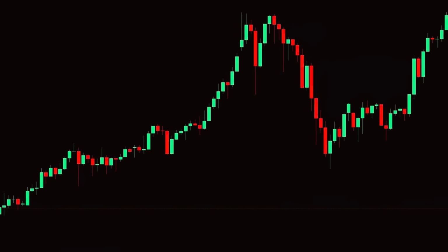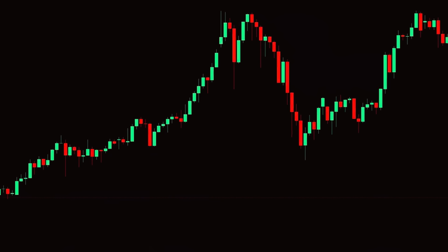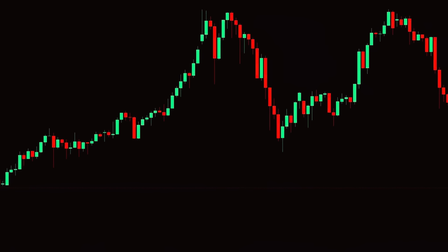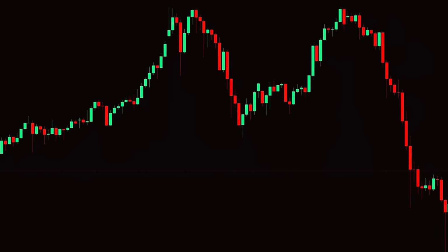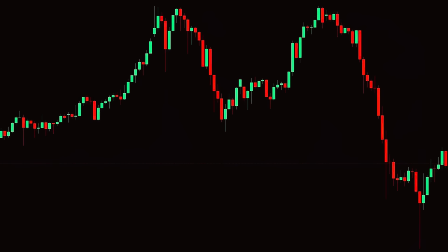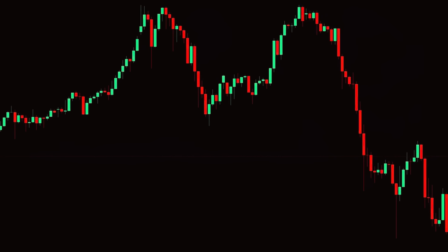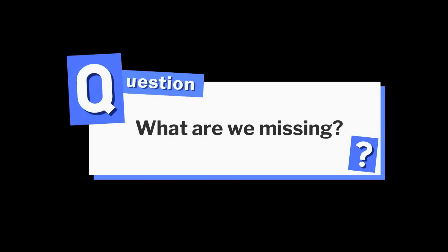Instead of continuing higher, price rolls over, breaks the structure, and completely reverses. The pullback looked perfectly normal. The outcome wasn't. The market does the exact opposite of what everyone was expecting. What are we missing? Let's add one thing to the chart.